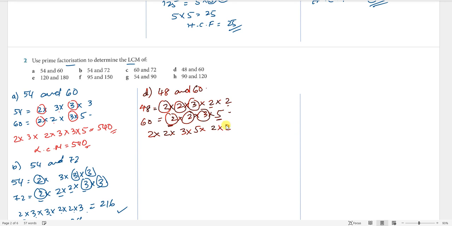And 2. So the answer for D is 240. LCM is equal to 240.